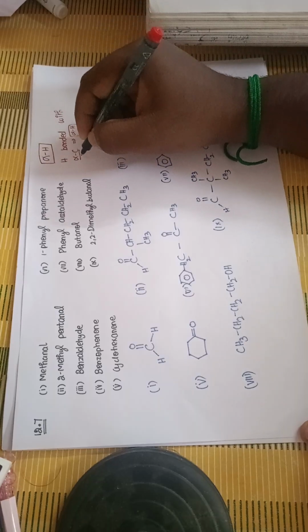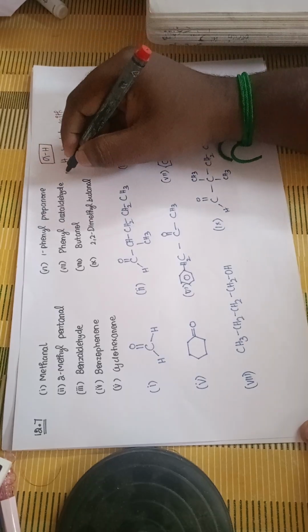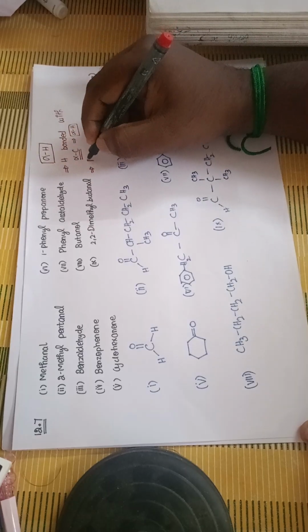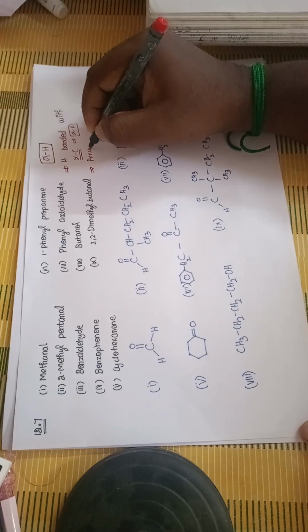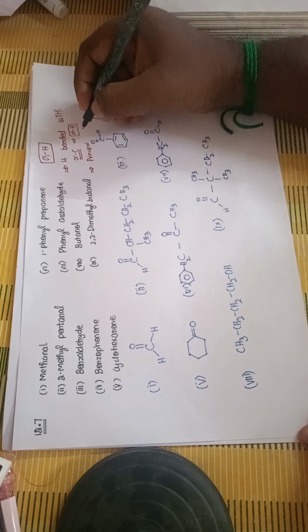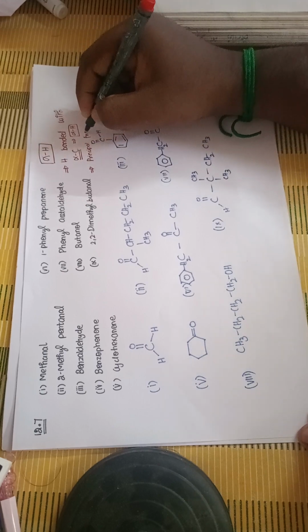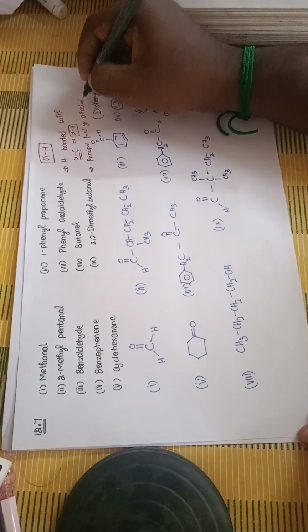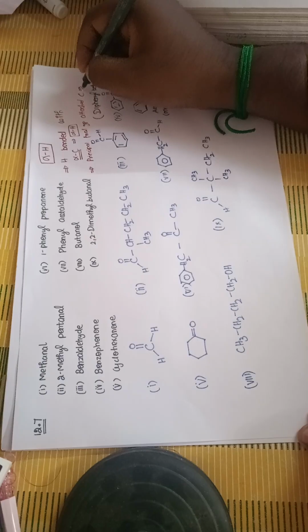Further, we should understand what is meant by alpha carbon. In any organic compound, if a compound contains more than one functional group, based on the priority order, the principal functional group should be fixed. The principal functional group attached carbon is known as alpha carbon. Functional group attached carbon is known as alpha carbon.